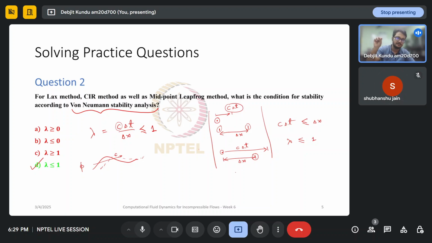So basically, there's a speed at which information travels in hyperbolic equations, given by the wave velocity c. Your algorithm should be fast enough to capture that speed. So it should be at least as fast as that speed or faster. Okay, so the travel of information should not be faster than the algorithm. That's the main idea.